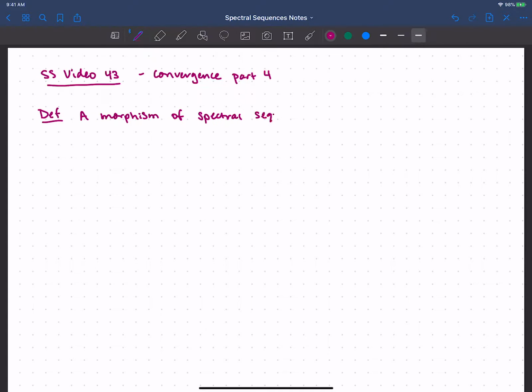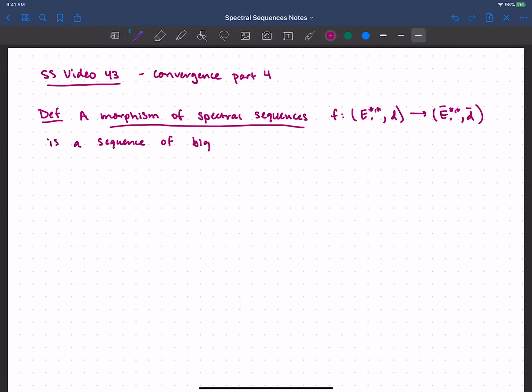So a morphism of spectral sequences is what? Well, let's say it's a map from some spectral sequence, and I'll do this cohomologically graded, to some other spectral sequence. This maybe has some different differential. We'll call that one E bar with d bar. Okay, so it's really just a sequence of maps.